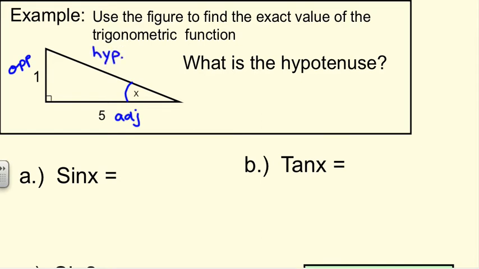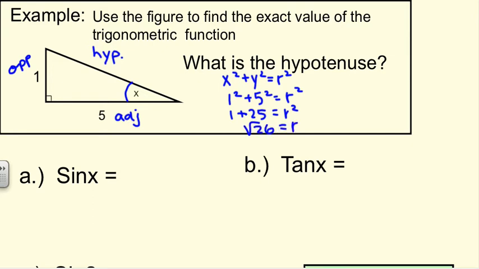So let's find the hypotenuse first using our Pythagorean theorem. a squared plus b squared equals r squared. It's a very popular equation you've used in other videos. So our x and y, so x squared. All right, so we get 1 plus 25, r equals the square root of 26, our hypotenuse.